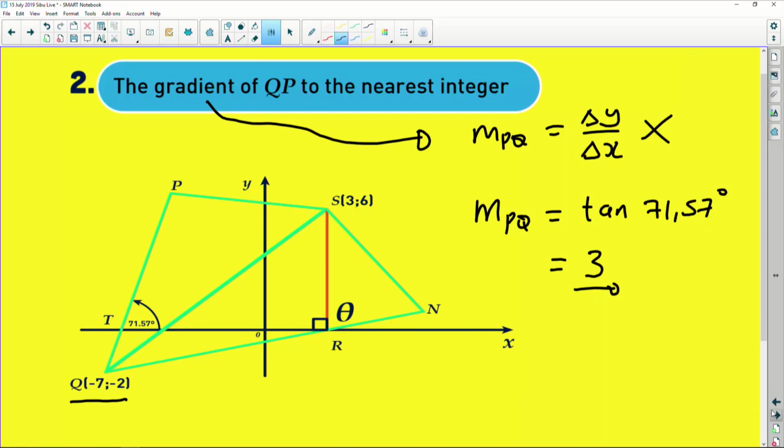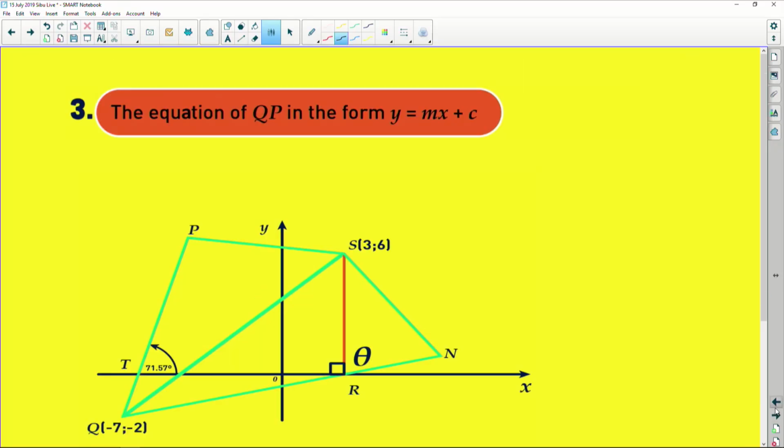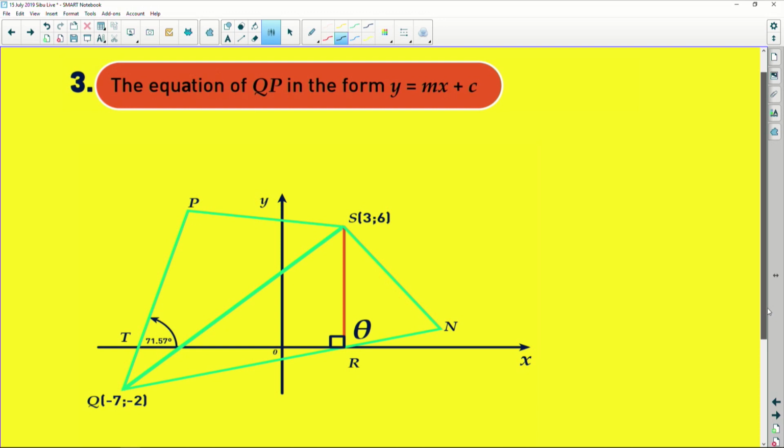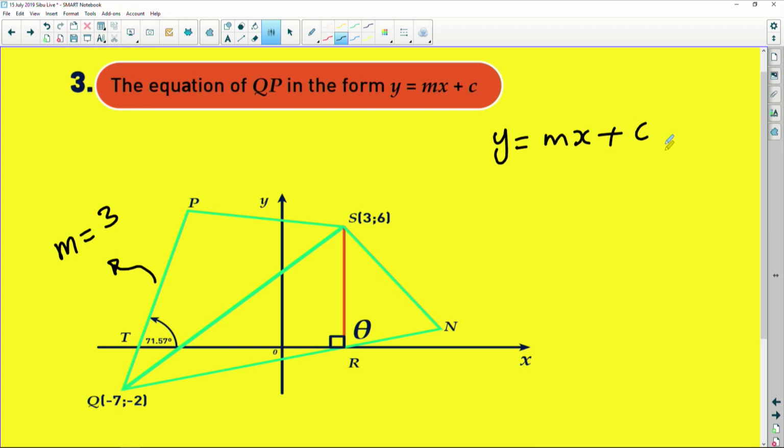Moving right along to the third question, which is asking us something pretty exciting. We have to find the equation of that very same line QP. What do we know so far about the line? We have found that the gradient of this line is equal to 3 to the nearest integer. So it's a straightforward grade 11 question. That's why grade 11s can also watch our shows, even though we do this show for grade 12s. So y equals mx plus c.